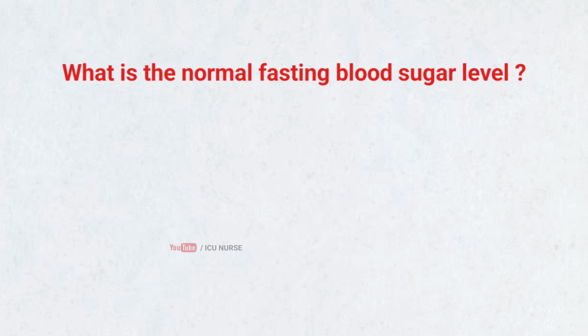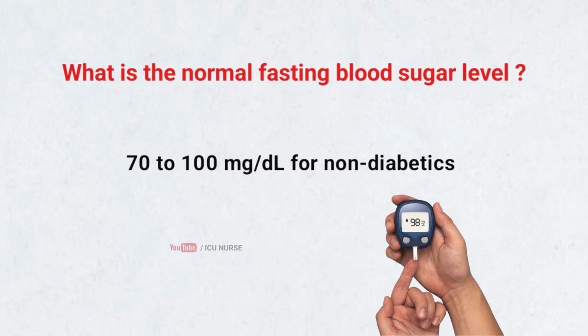What is the normal fasting blood sugar level? 70 to 100 mg per dl for non-diabetics.